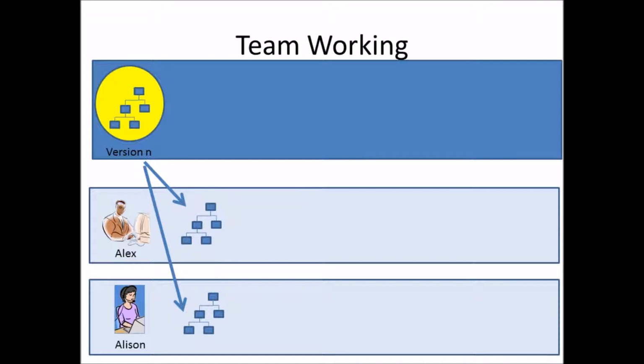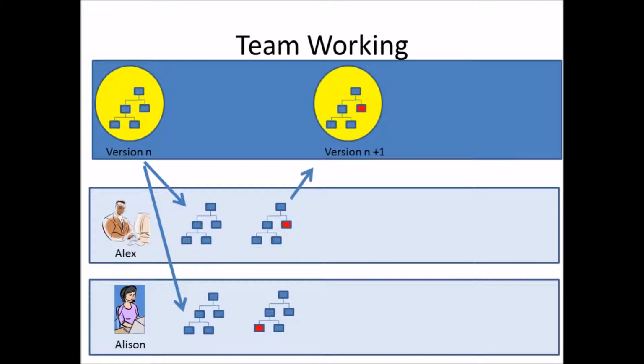They can both take working copies of the file set to their own computers and can independently make changes, editing files, adding files, even working on the same file. And then let's say Alex feels his changes are finished. He can save those back into Subversion, where they can be reviewed and even published.